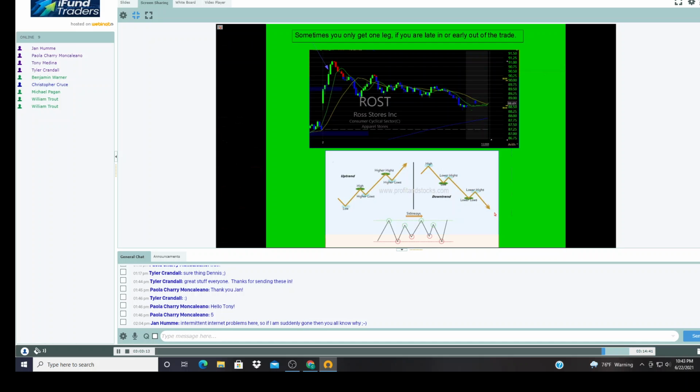So the third way things move is sideways. You could be in this channel where it just goes back and forth. Sometimes you can catch these plays in the channel going back and forth. If you're scalping, you're in and out quick enough. But these trends are a little longer.